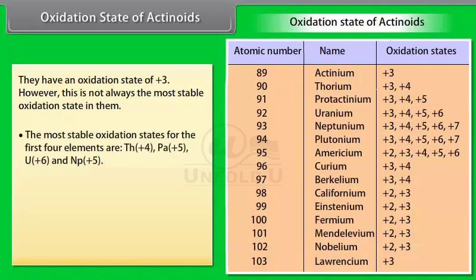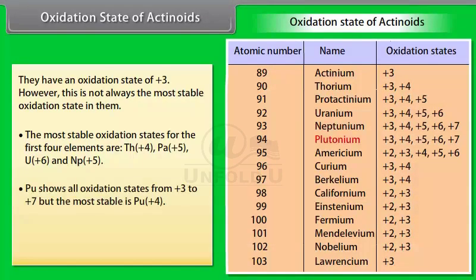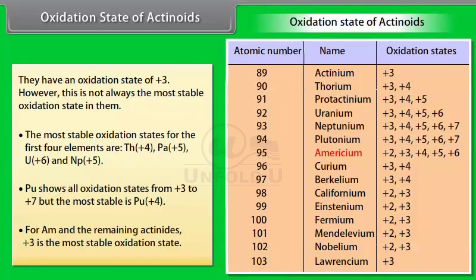The most stable oxidation states for the first 4 elements are thorium +4, protactinium +5, uranium +6 and neptunium +5. Plutonium shows all oxidation states from +3 to +7, but the most stable is plutonium +4. For americium and the remaining actinides, +3 is the most stable oxidation state.